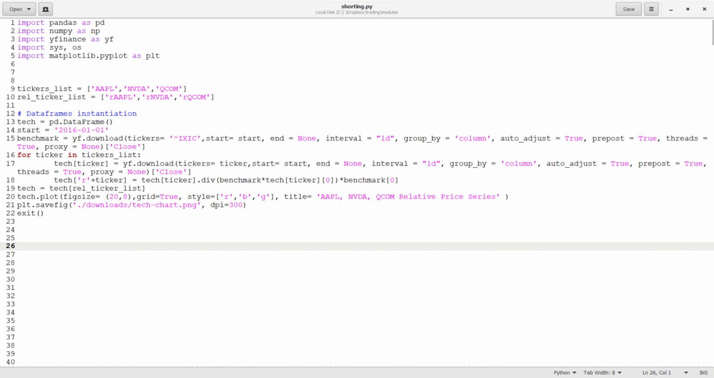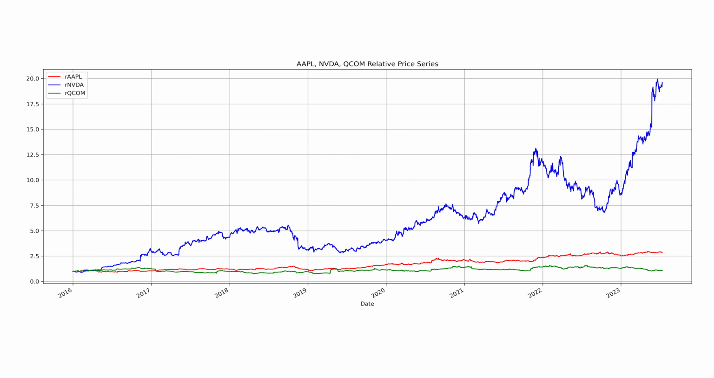Finally, let's take a look at the relative performance of Apple, Nvidia, and Qualcomm. We can rebase relative prices further by dividing them by the first relative price in the series for each stock. This action normalizes relative prices to 1 and makes it easy to compare stocks. Here's code that does this. Comparing relative prices for these three stocks, we see that Qualcomm was an utter laggard. Apple showed strong performance, but Nvidia smoked them all.